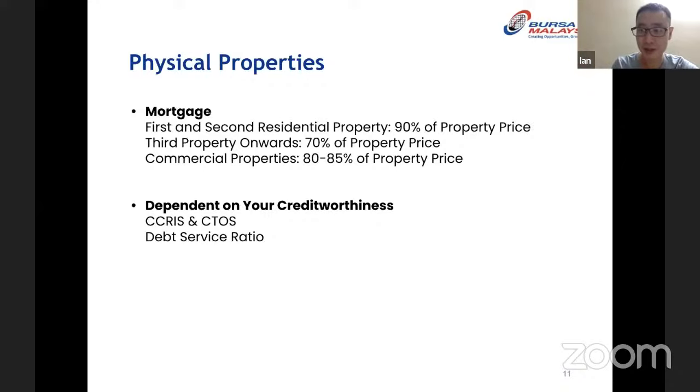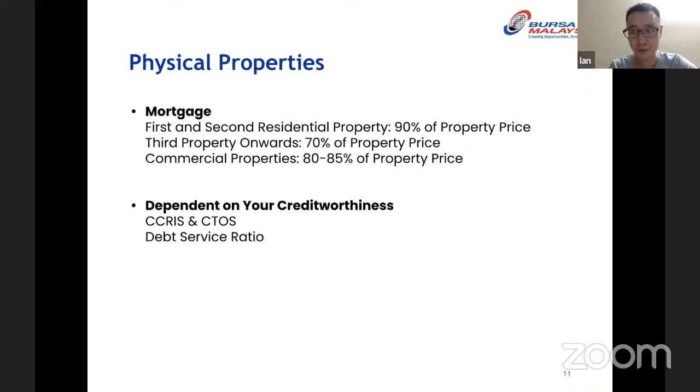So how does the bank actually assess our creditworthiness or our financial strength? The answer is very simple. The banks will take into consideration our CCRIS, our CTOS score, and they will calculate the debt service ratio based on our current debts and our income. If the bank sees us as creditworthy, then of course we'll get the loan. Otherwise, if the bank thinks that we are not so creditworthy, then we will not get the financing to purchase the property.